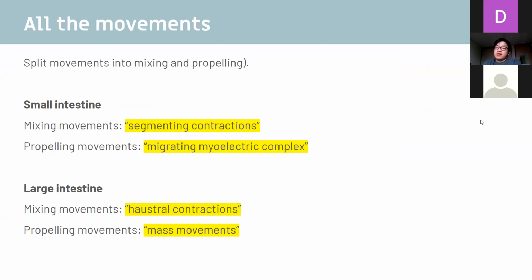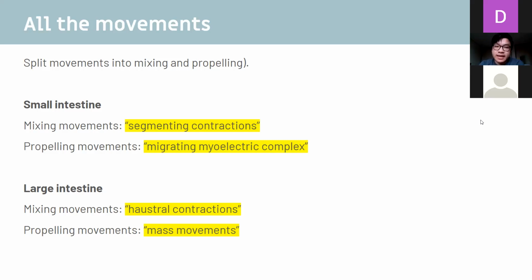So the most important part of this lecture and what you should take away is all the different movements that occur in a normal person. So all of how food is mixed and how food is moved along the length of the intestine. So I think one way to do this is to split the movements into mixing and propelling. So mixing, as you can imagine, is just moving the food within a certain length of intestine. It's not moving it forward or backwards, but just keeping it there, getting it all mixed up. And propelling is, of course, moving it along the length for the next process.